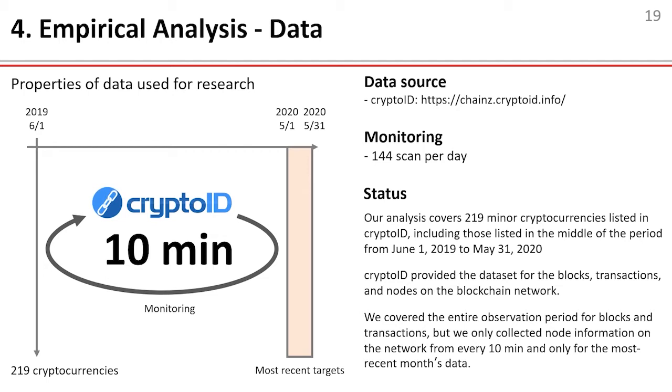Our analysis covers 290 minor cryptocurrencies listed in CryptoID, including those listed in the middle of the observation period. The main statuses are shown on this slide.